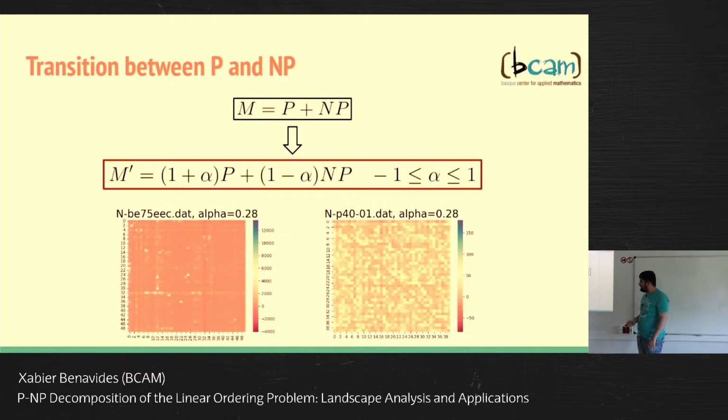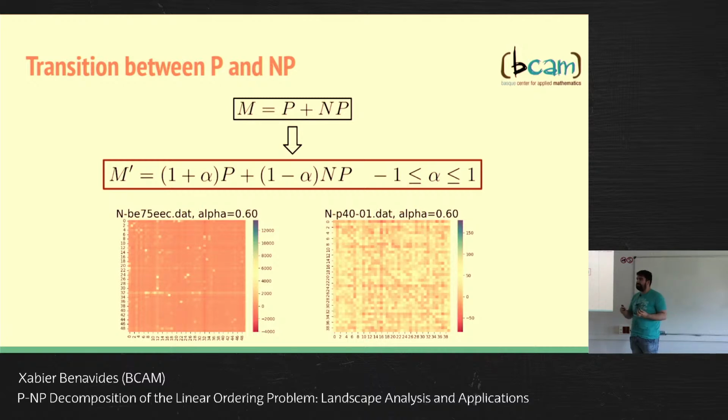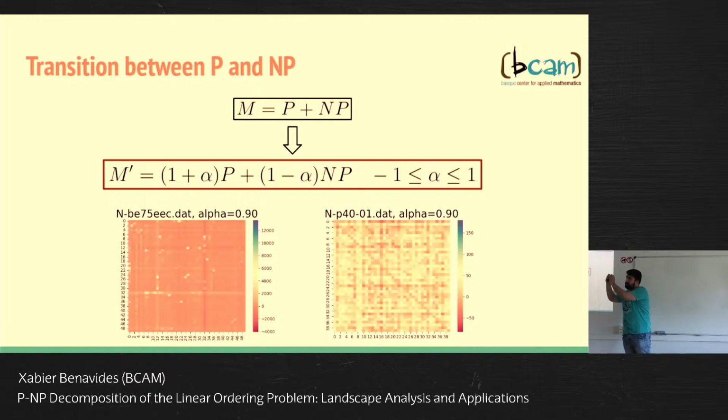For example, that's what we have done here. These are two instances from the LOLIB library. And what these two heat maps show is how the values in the entries of the LOP matrices vary as we vary the value of alpha. That is, as we transition between the P and NP components of the problem. Okay?